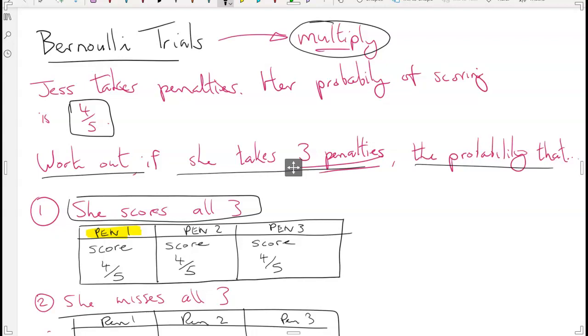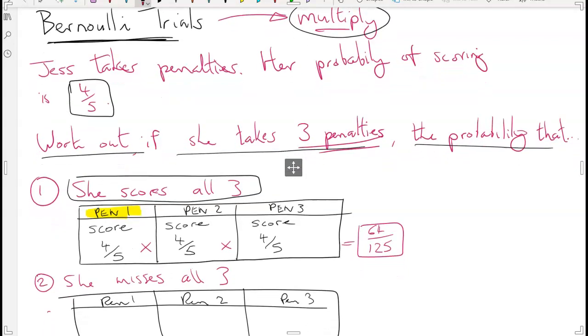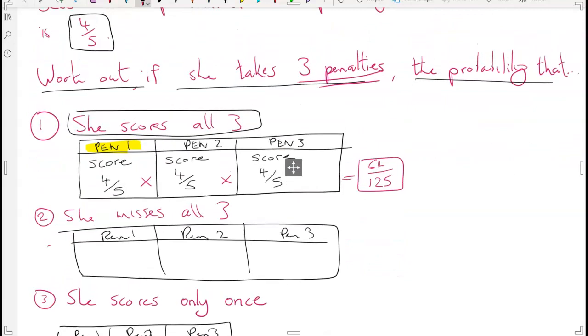Now, here's the thing. Here's Bernoulli trials. What's the probability of it happening in that order? Well, I multiply those probabilities by each other. I multiply 4/5, multiply by 4/5, multiply by 4/5. And I get 64/125. So that's the probability that she scores all 3 penalties. Slightly greater than half.